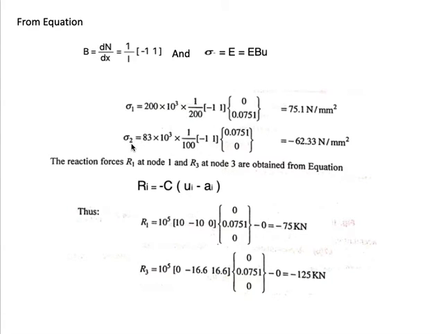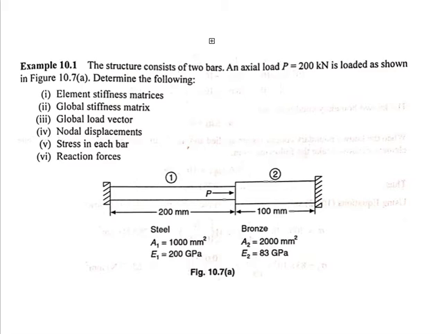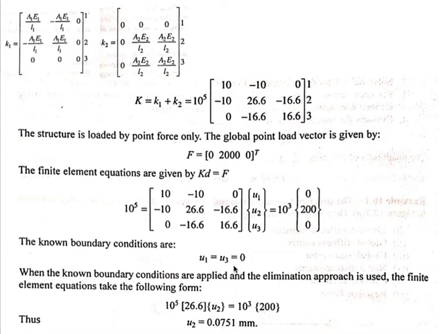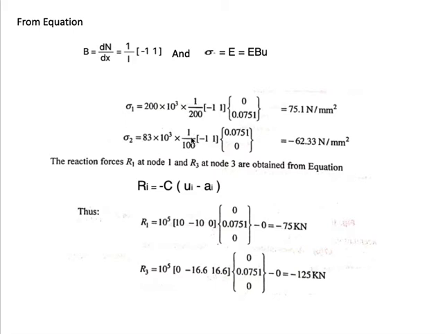Similarly for sigma 2, E is 83 into 10 raised to 3, divided by the length of the element, 100, and the matrix of minus 1 and 1, for nodes 2 to 3. So at node 2 the displacement is 0.0751 and u3 is 0. From this second element we got a stress value of minus 62.33 Newton per mm square.